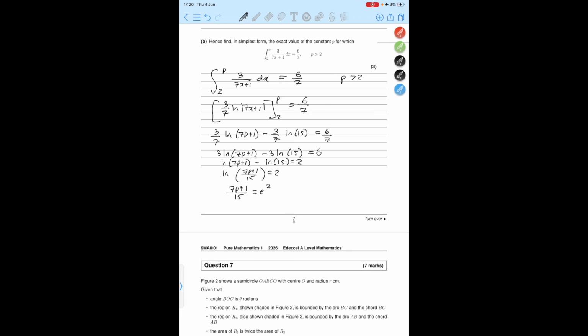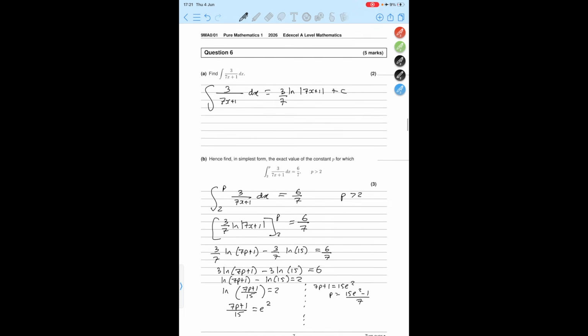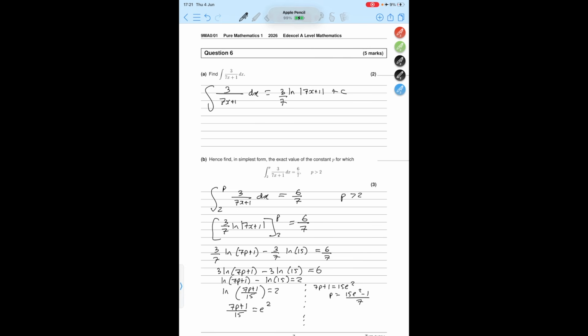Now, all we have to do is just solve for p. So we get 7p plus 1 equals 15e squared. 7p equals 15e squared minus 1, so p equals 15e squared minus 1 over 7. That should be your final answer for part B. So question 6 done already. We're working through this quite well. So I'm just going to take a quick break and then we can continue with question 7.